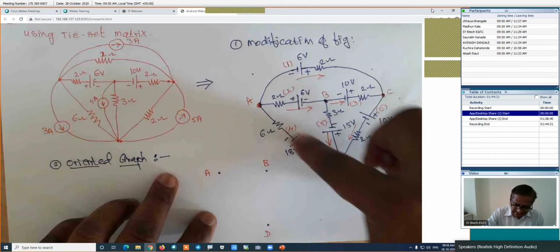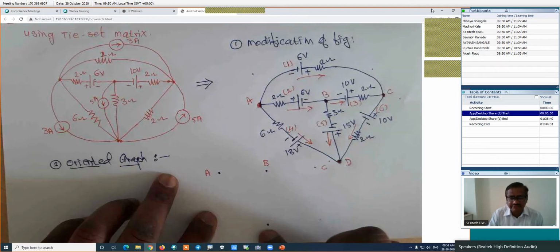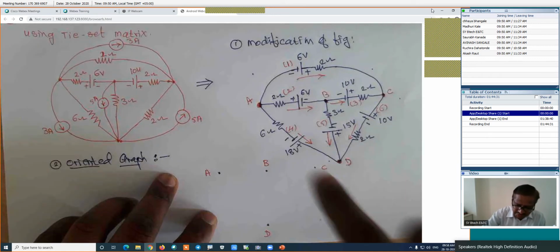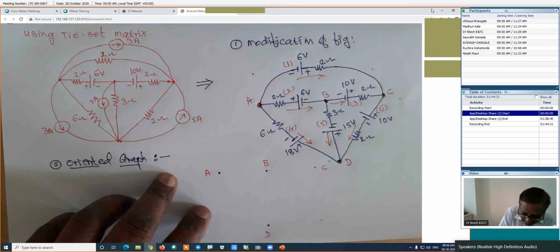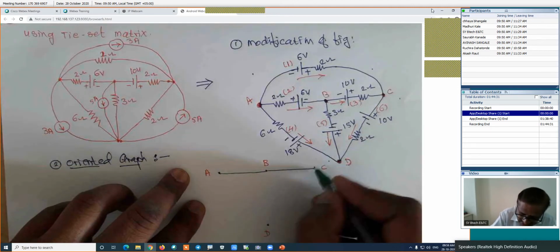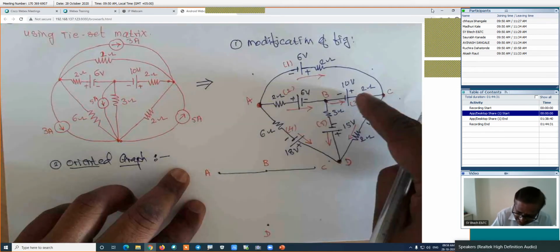One branch is replaced by one line. Are you getting me? For each branch we are drawing one line, and in that case sources are replaced by their internal resistances. In this case, all sources are voltage sources. That's why these voltage sources are replaced by their internal resistances. This figure will be something like this. Here is one branch. This is another branch.